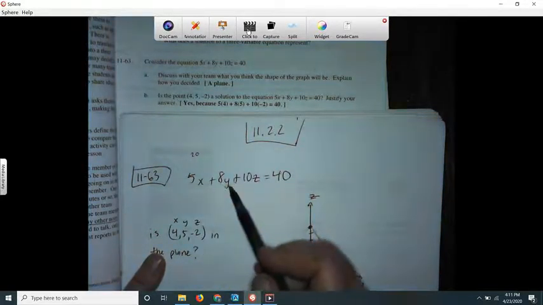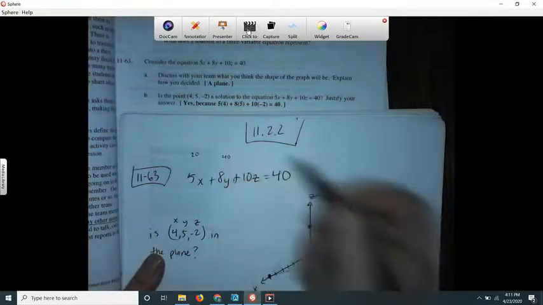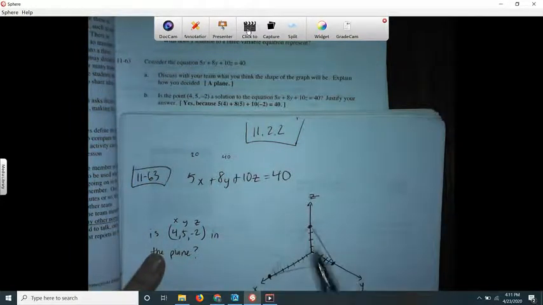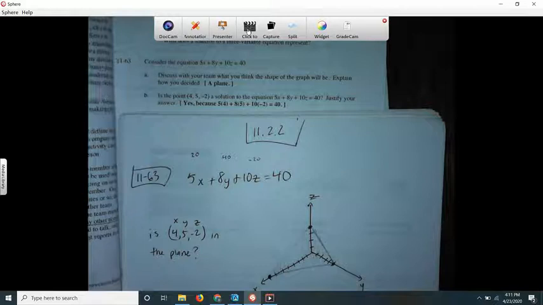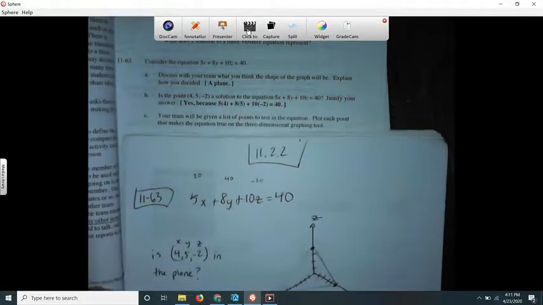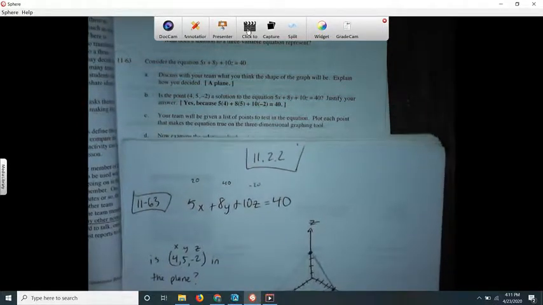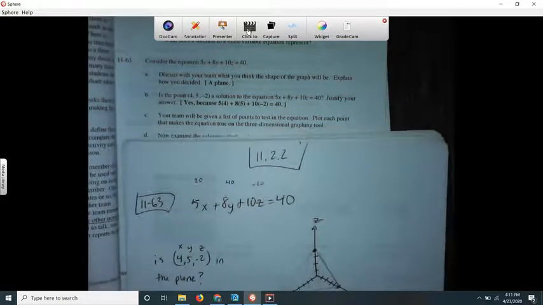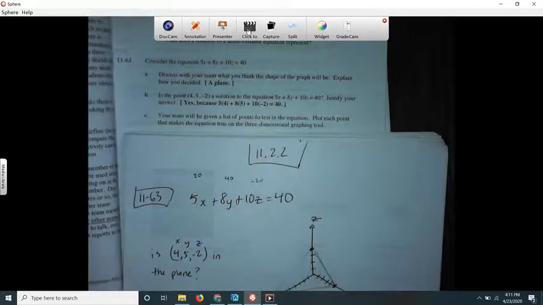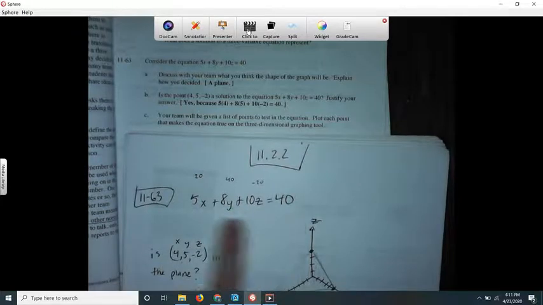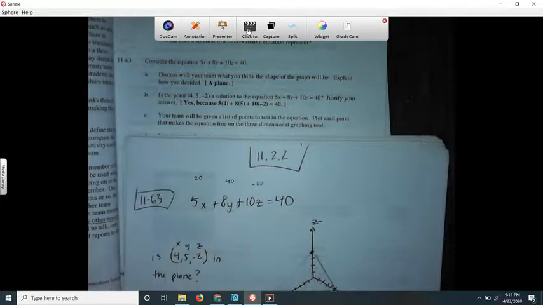5 times 4 is 20. 8 times 5 is 40. And 10 times -2 is -20. So those cancel out, and it makes it true. And you can see the answer right there. Your team will be given a list of points. I'm not going to give you a list of points, but if you did have a list of points to check to see if they are a solution to this equation, you would just go ahead and plug the x, y, and z's in.